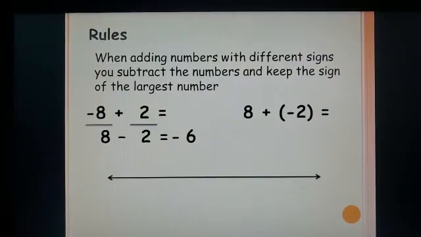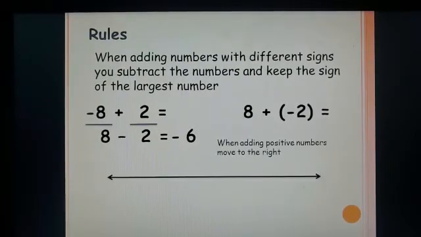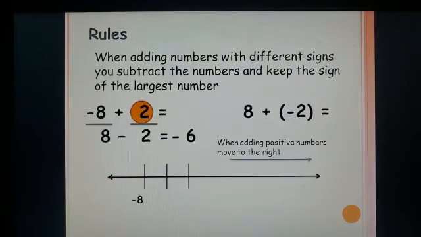Let's just try it on a number line though to check. Don't forget, when we're adding positive numbers, we move to the right. We are adding a positive 2. So we start with our negative 8 and we move 2 spaces to the right. Negative 7, negative 6. Well done.